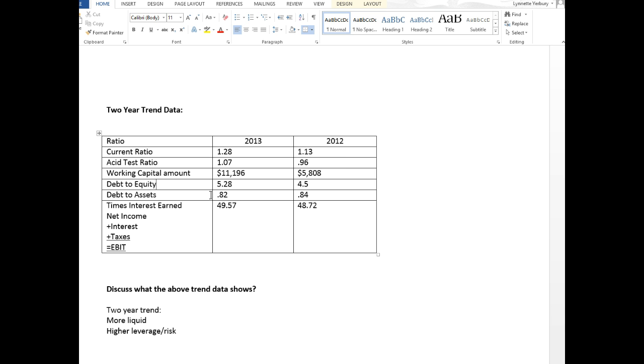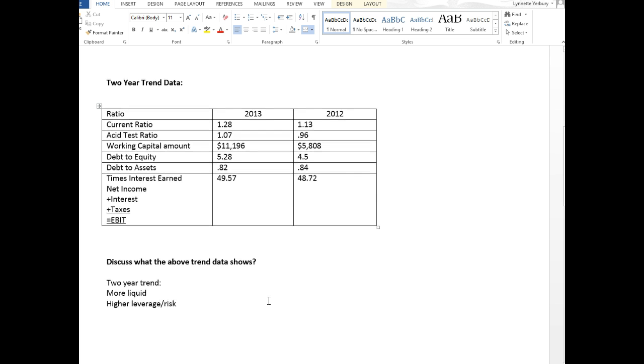They use a lot of debt, more debt and less equity in their capital structure, maximizing the return to shareholders, but also enhancing their risk. But when you look at how many times they cover their interest payments, it actually improved. It was 48 times in 2012 and 49 when you get to 2013. So what does the trend data show us? A little more liquid, but higher leverage.